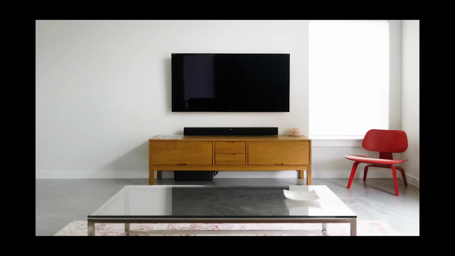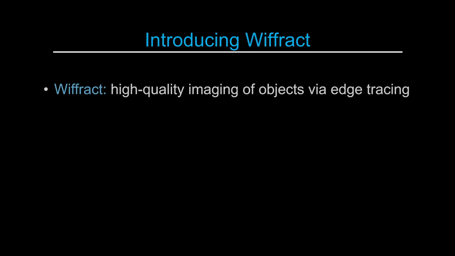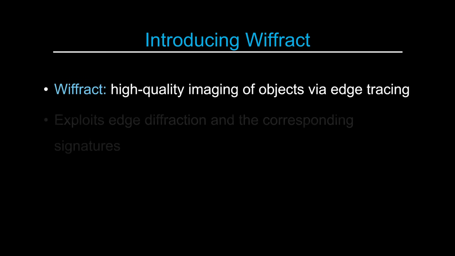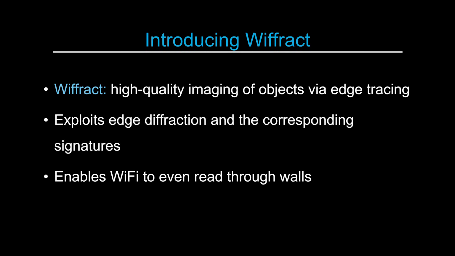Consider this scene. If we are asked to represent this scene, we would probably produce something like this. In other words, we would trace the edges. Tracing the edges is a compressive yet informative representation of the scene. In this work, we introduce WiFract, which can generate high-quality images of objects via edge tracing. WiFract is based on the phenomenon of edge diffraction and exploits signatures that edges leave on the receiver grid. It can even enable Wi-Fi to read through walls, as we shall see.